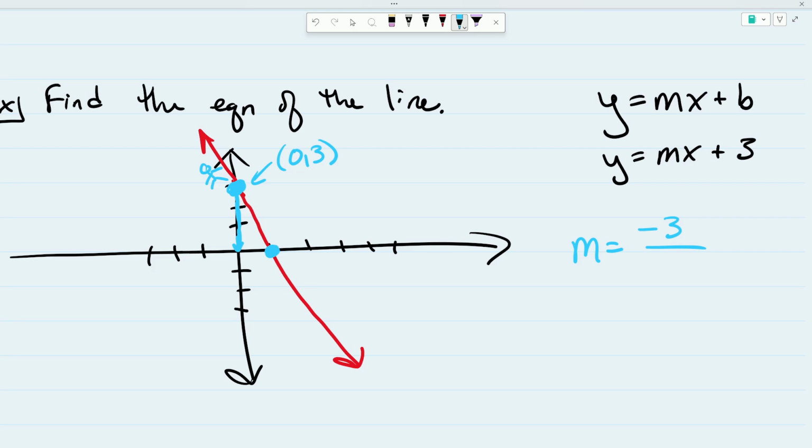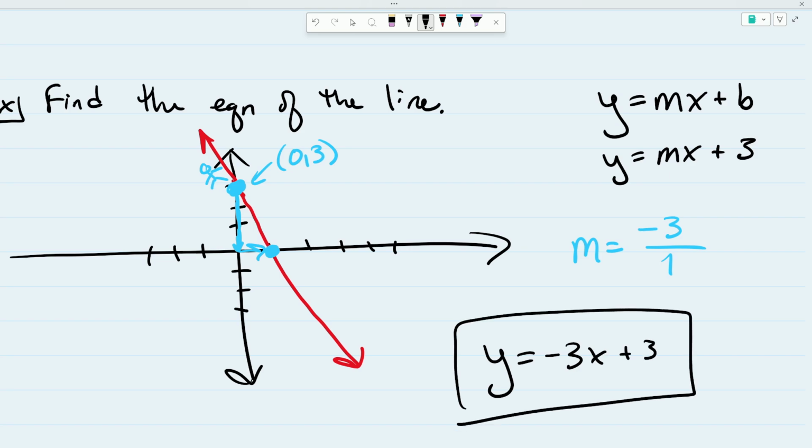Okay? Now, I move to the right 1 unit. And since I'm moving to the right and those are positive x values, I get +1. So my slope is going to be -3/1. Therefore, my equation of the line is y equals -3x plus 3. And that's it.